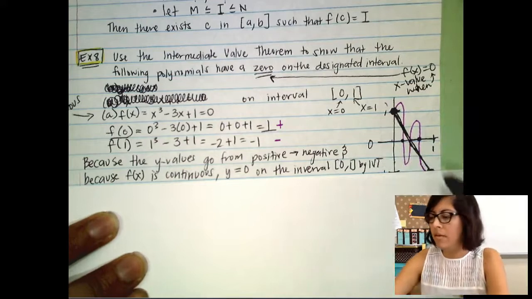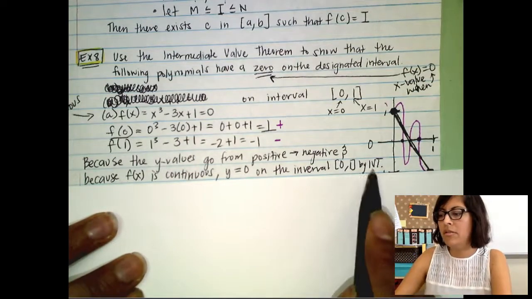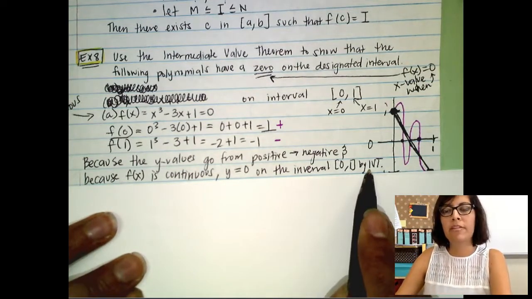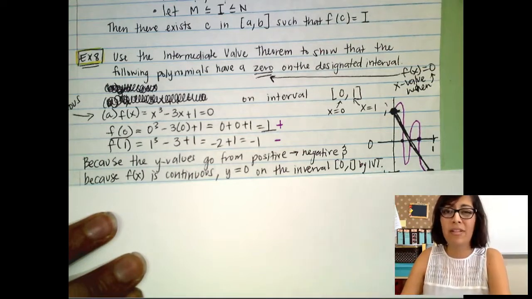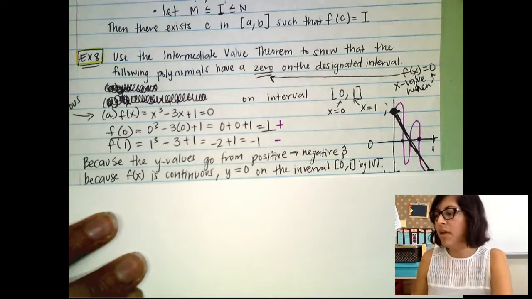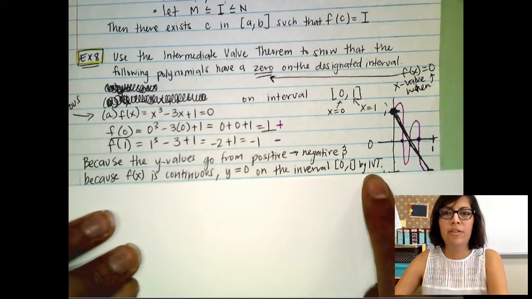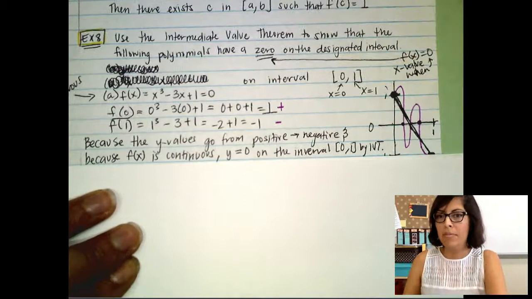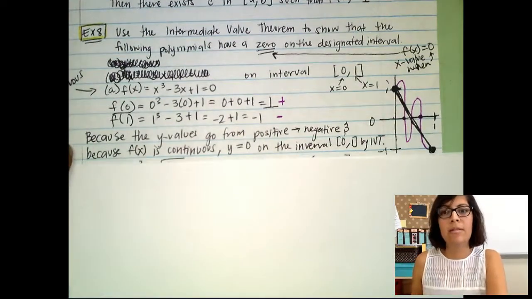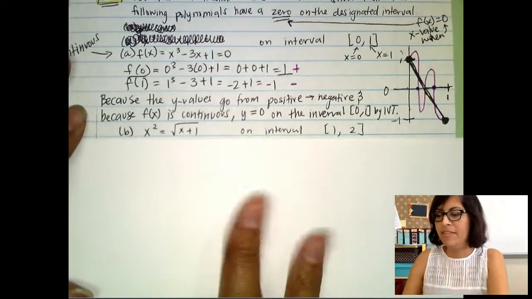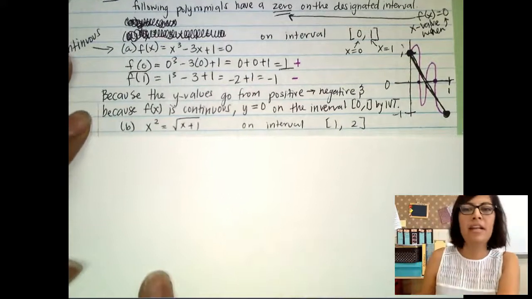A lot of times you just abbreviate intermediate value theorem to IVT. It's kind of a long theorem to write out. So IVT is just perfectly fine. Math people like acronyms, I think, because we don't really like to spell. All right, so let's look at another one.